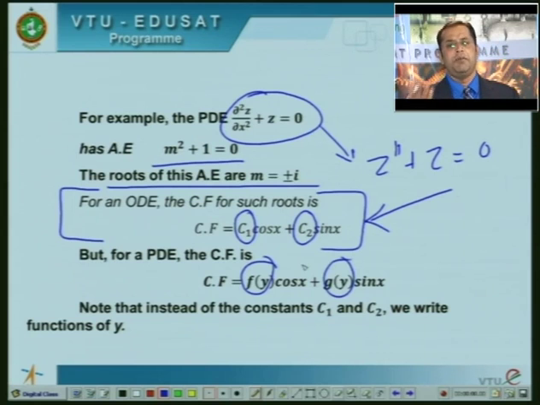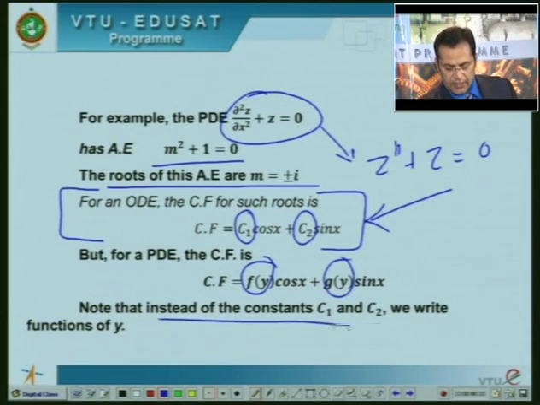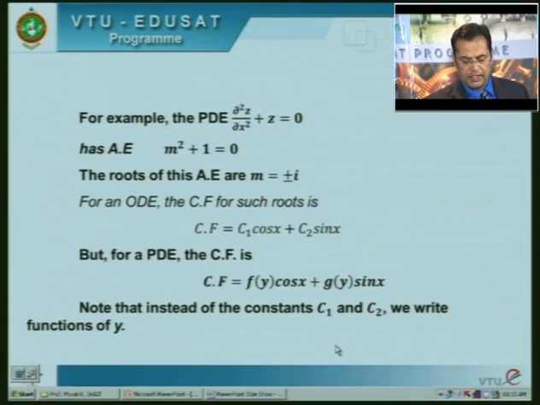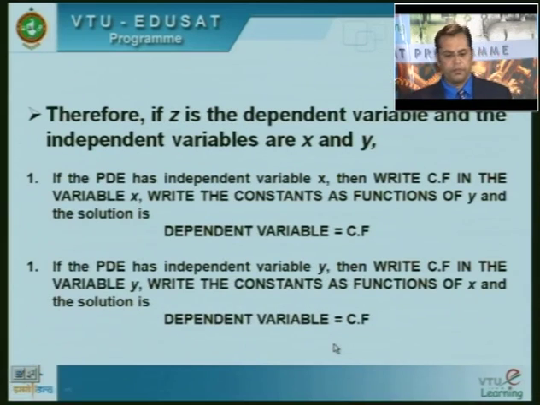So, the format of the solution remains the same, except that the constants are replaced by functions of the other independent variable. For example, if x is in the given PDE, you write y. If y is in the given PDE, you write x. So, note that instead of the constants C1 and C2, we write functions of y.